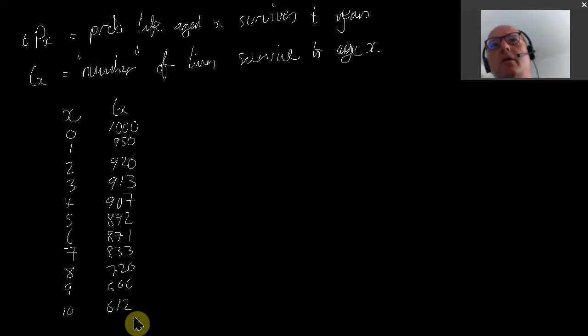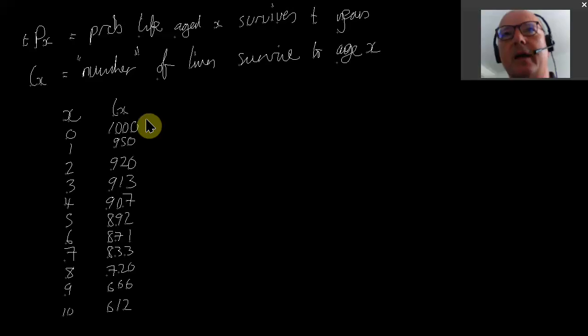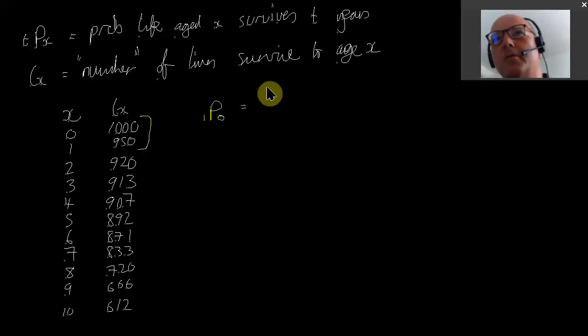And then what we can then say here is, well, what does this mean in terms of our probabilities? Well, we can see fairly easily here that what we're saying is the probability that a life age 0 survives for 1 year is 95%. Okay, so probability life age 0 survives for 1 year is equal to 950, which is that number, divided by 1,000, which is that number.